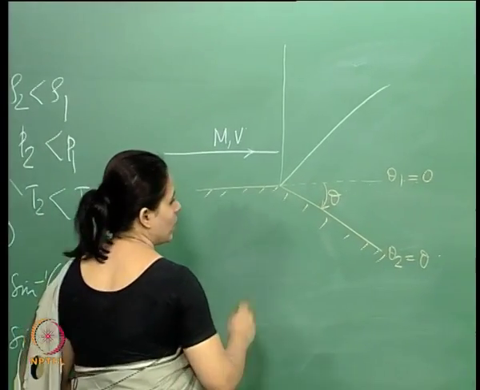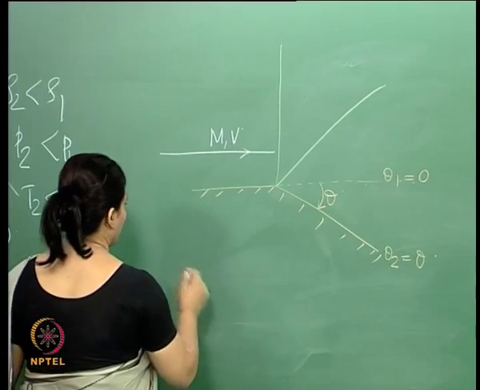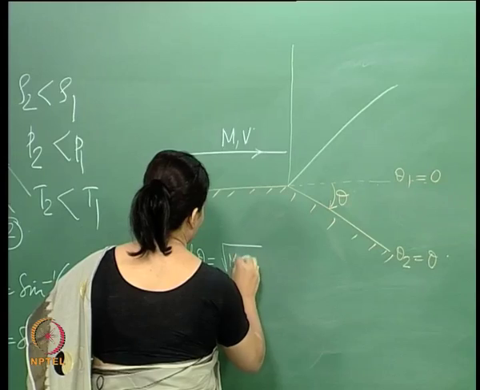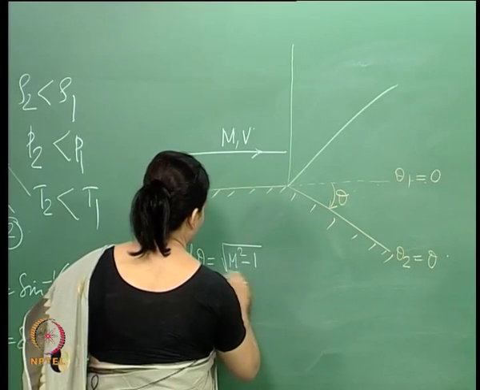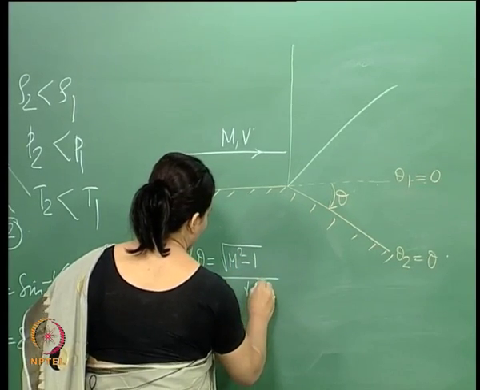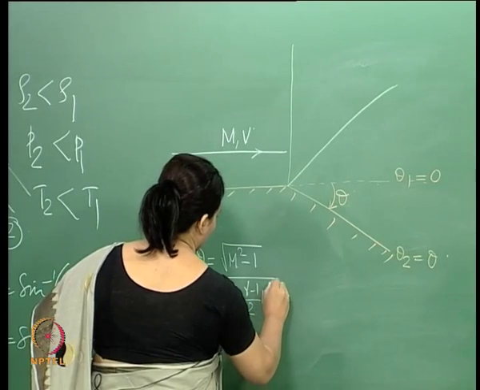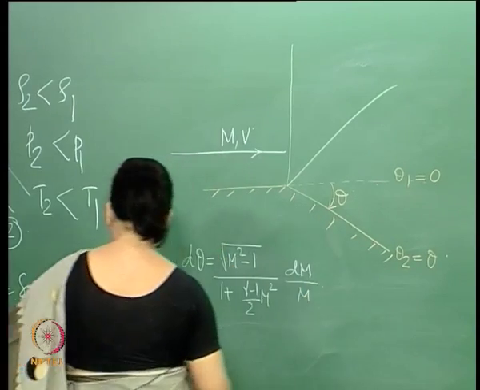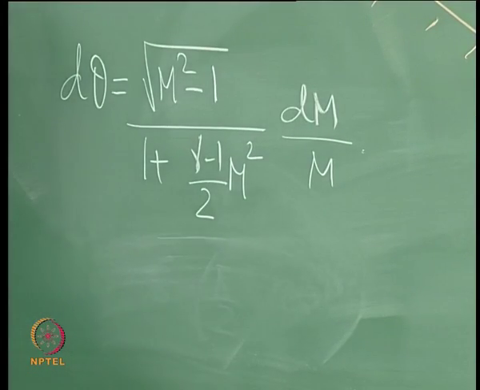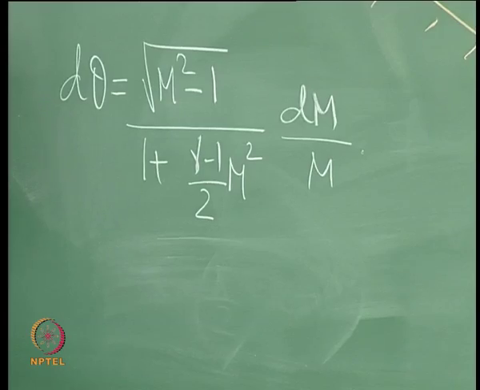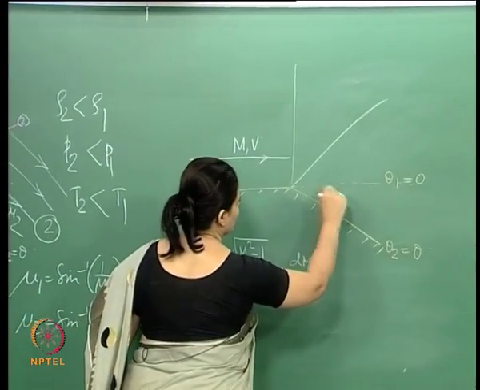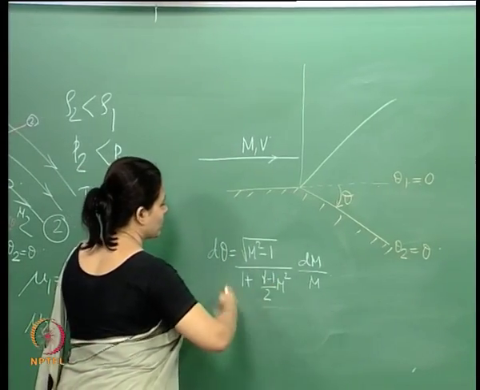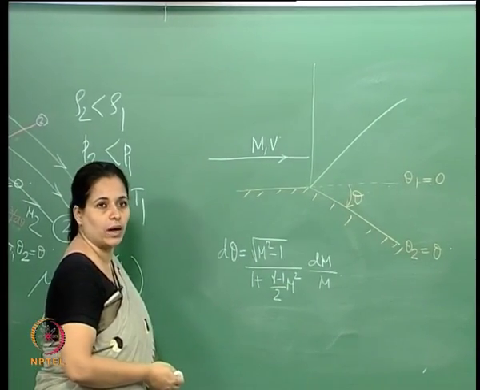So therefore the relationship that I have is that d theta is equal to square root of M squared minus 1, divided by 1 plus (gamma minus 1) by 2 M squared, times dM by M. So this is the relationship. Therefore, for an incremental deflection, we get the corresponding change in the Mach number.